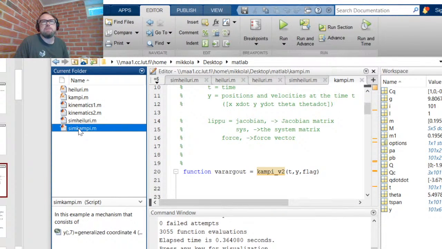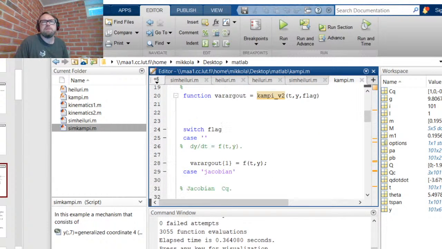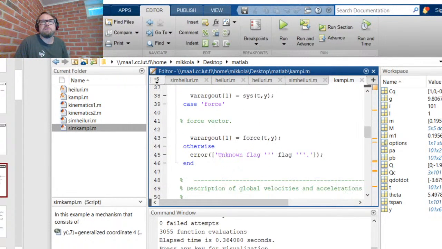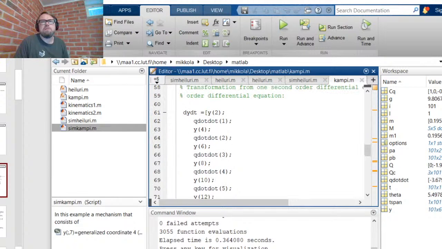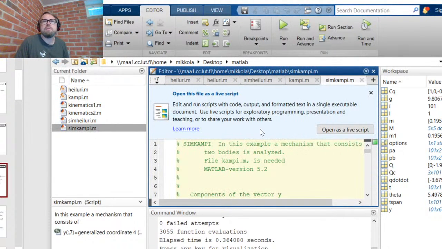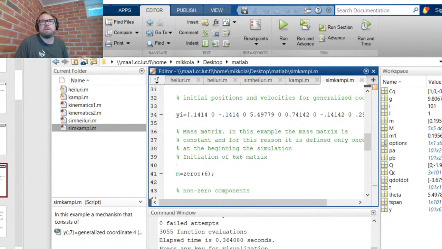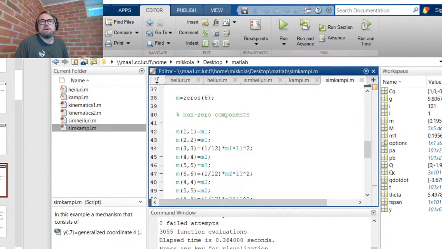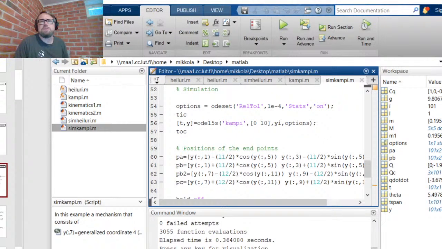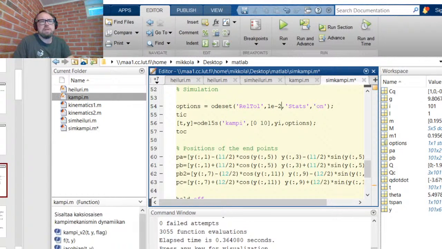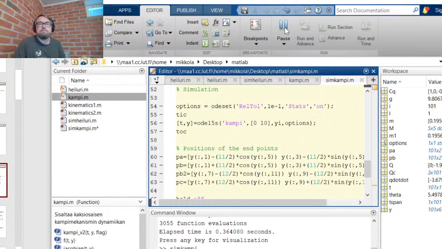So let me move on to this file to see how it is. I think that everything is correct. No, not this one. Here, I don't want to use these. So these are my coordinates, and this is my mass matrix, initial condition, and so on and so forth. I'm going to change the error tolerance to be a little bit looser, not as tight as it was in the beginning, and then I'm ready to go. Okay, so let's solve it.